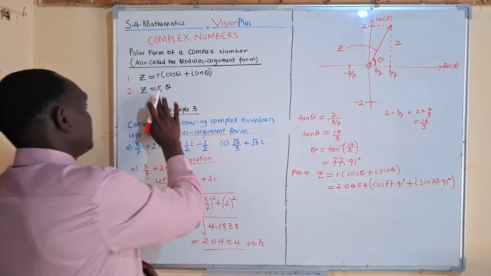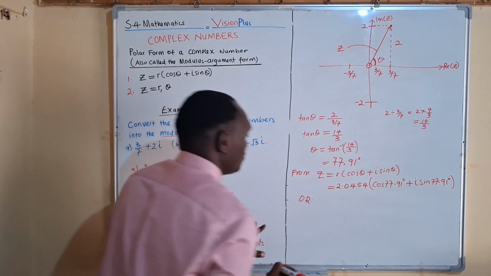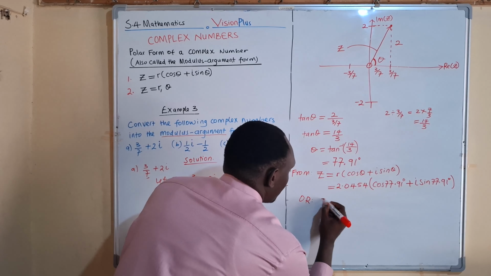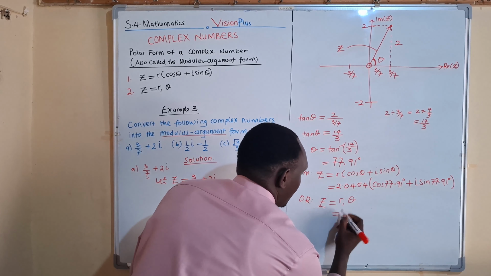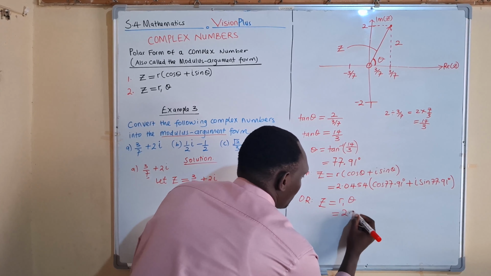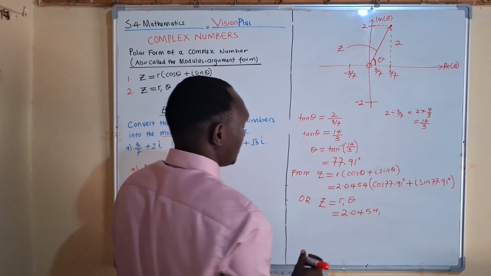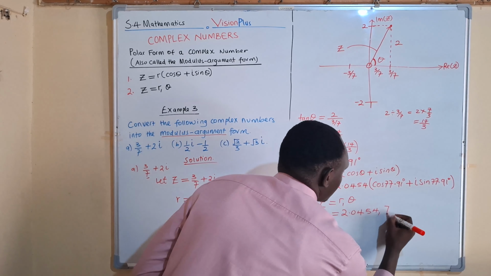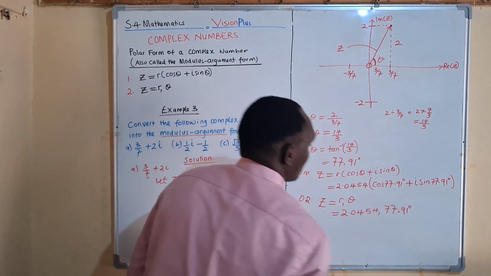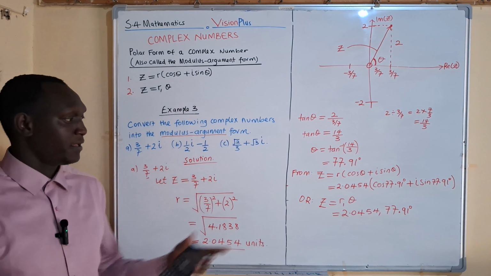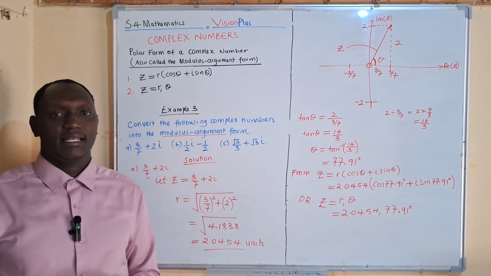Or alternatively, you can use the other form, which is also the modulus form, where z is given by (r, theta), where r is the modulus of the complex number, 2.0454, and theta is the angle or the argument of the complex number, which is 77.91 degrees. So this is the solution to part A. Let us go to part B.